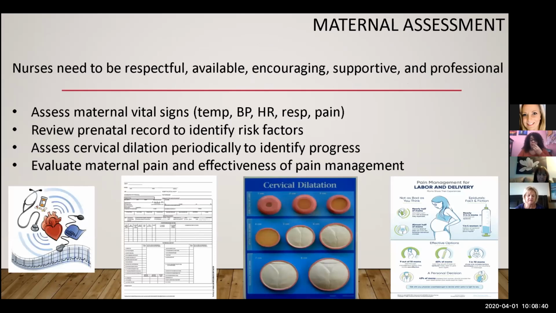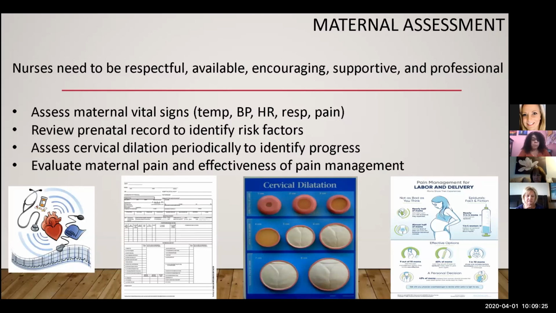Nurses need to be respectful, available, encouraging, supportive, and professional in dealing with all women across all cultures. That's true for all nurses. Nursing management for labor and birth involves an assessment, providing comfort measures and emotional support, providing information and instruction that is clear, that we ask for a return demonstration, or repeat back, so that they can demonstrate that they understand what it is you are trying to educate them on. Advocacy and support for the partner or whoever they've designated as a support person.